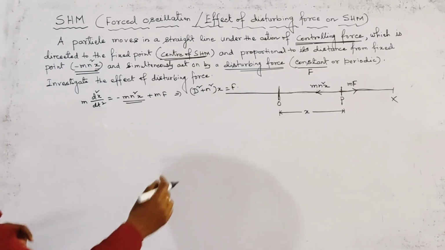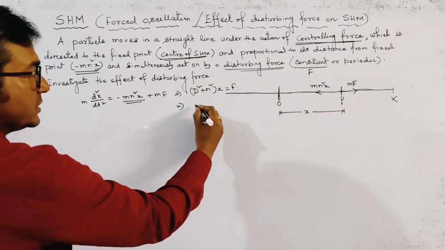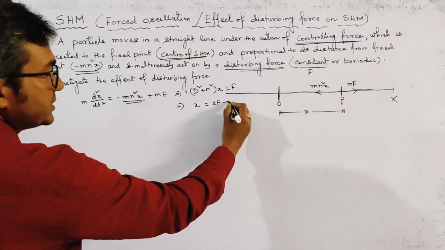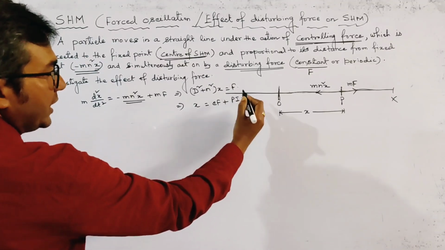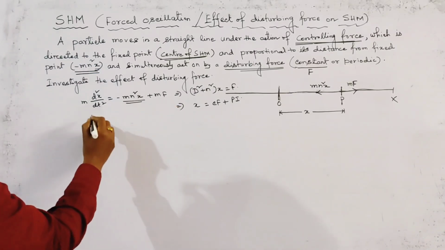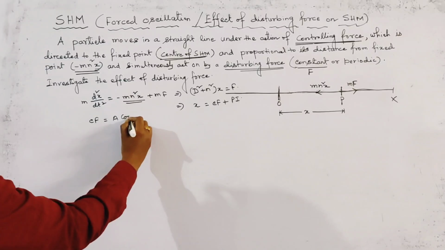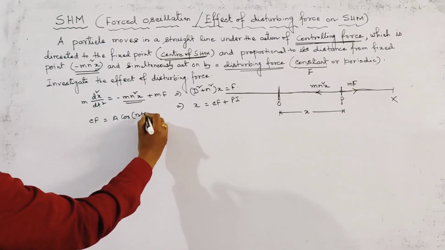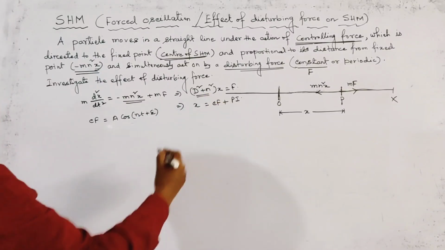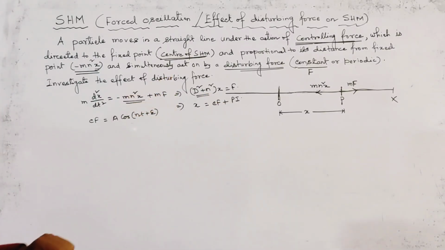So this differential equation has only two parts in the general solution for x: the first part is the complementary function and the second part is the particular integral. And what is the CF? The CF here is equal to A cos (nt plus epsilon), because the two roots of the auxiliary equation are imaginary, which are plus minus i n.